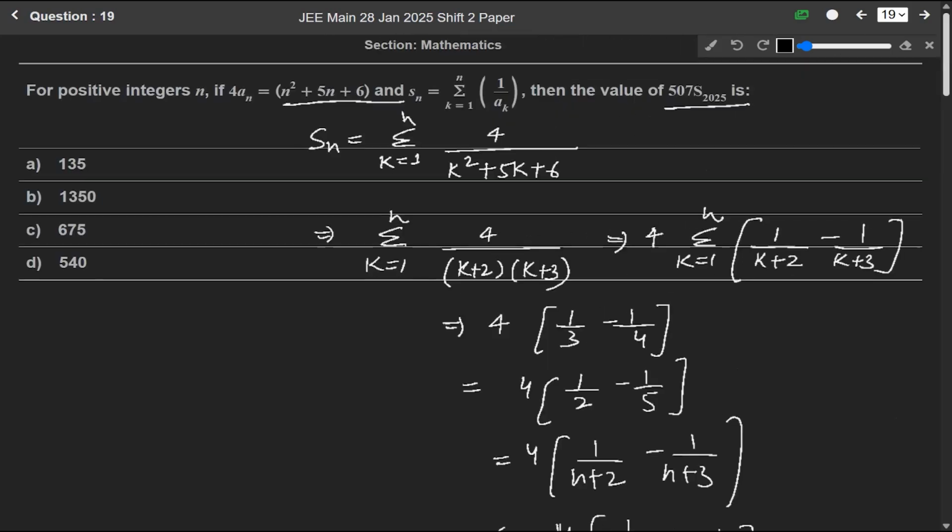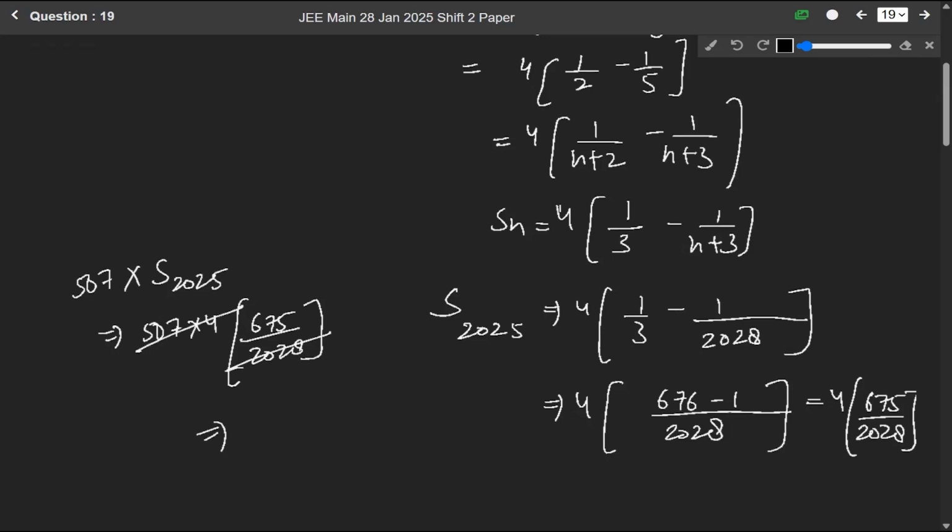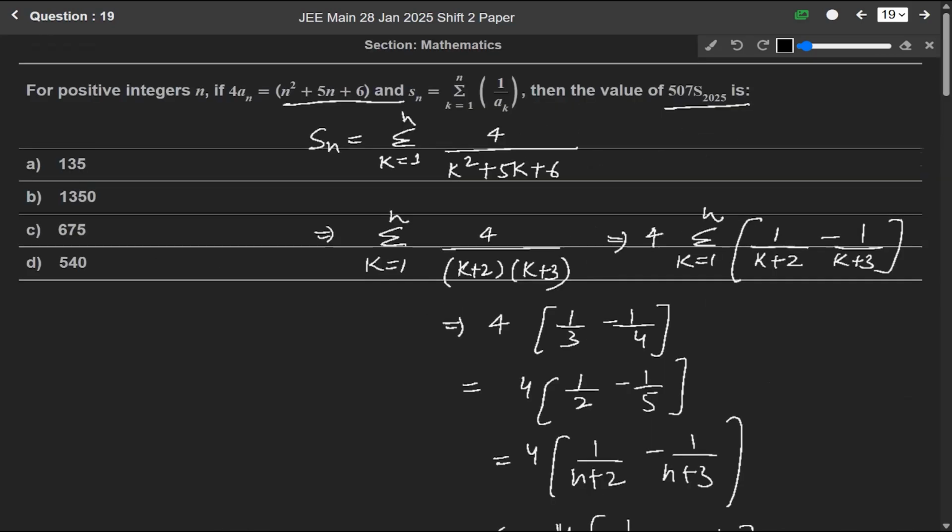Okay. Now 507 into this S2025. So it will be equal to 507 into 4 into 675 over 2028. So 507 into 4, both will cancel out, so it will be 675. So our answer is 675, which means option C is the correct answer.